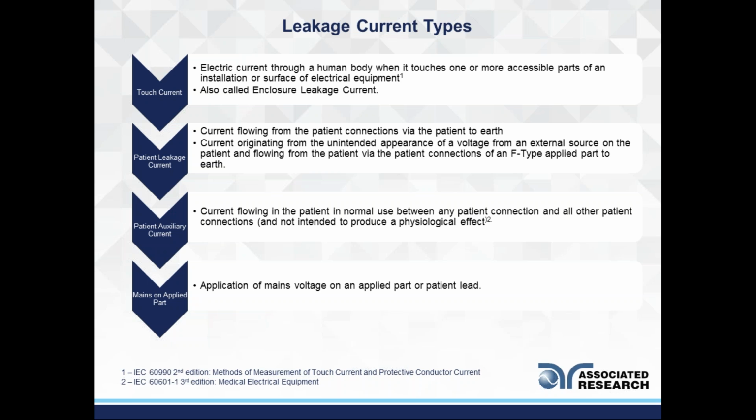But today we're going to focus on these four: touch current, patient leakage current, which is current flowing from the patient connections via the patient to earth. So I've come in contact between patient connection on a medical device, and that current is flowing back to earth through me. We have patient auxiliary current, which is current flowing in the patient in normal use between any patient connections and all other patient connections. So two patient connections. We're testing the insulation between those two.